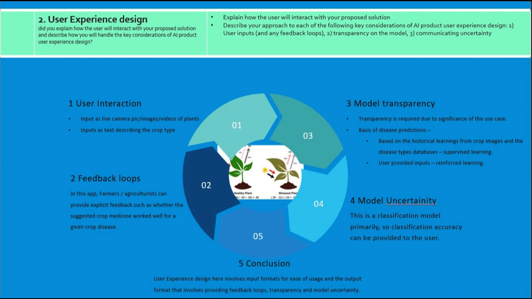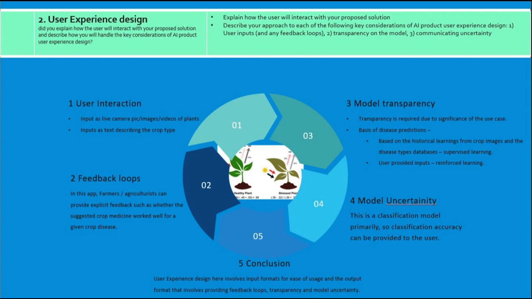So we will provide the basis for the disease predictions, which is based on the historical learning from the crop images and the disease types databases available over the internet through supervised learning. Our model will also be using reinforcement learning through user-provided inputs. With respect to model uncertainty, yes, it's a classification model. Primarily, it will classify the type of the disease based on the image of the plant that is uploaded as one of the outputs of this prediction model. So we will have to provide the classification accuracy to the user so that they are aware of the confidence score for that particular prediction.